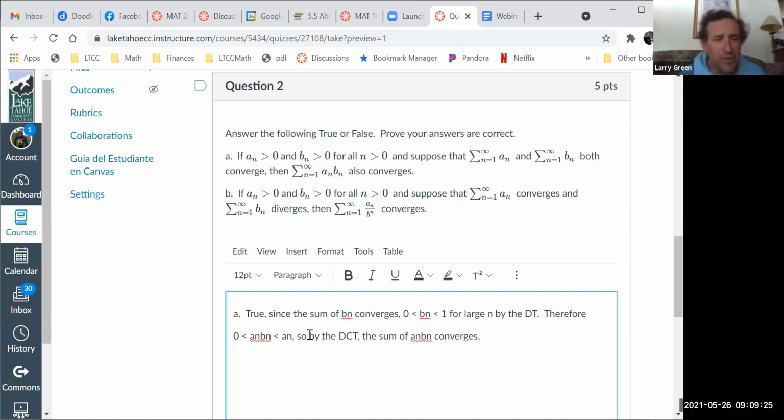Okay, I want to emphasize, you'll notice that in all my proofs and all the explanations, I always state the test I'm using. Okay, and that is required. You must state the test you're using whenever you use a test. Let's look at part B. All right, so now if we have positive an and bn for all positive n, and let's suppose that the summation of an converges and the summation of bn diverges, then the summation of an over bn converges. True or false?